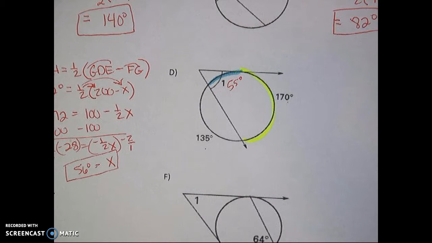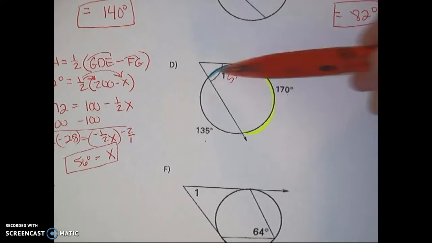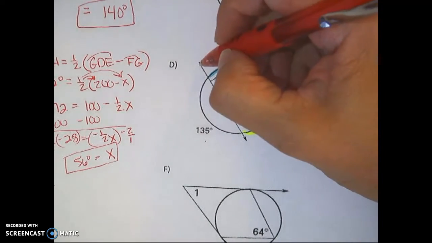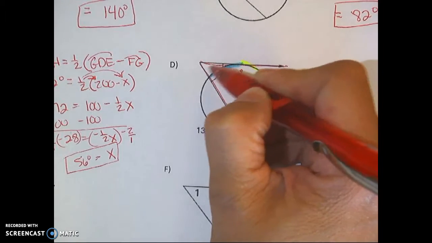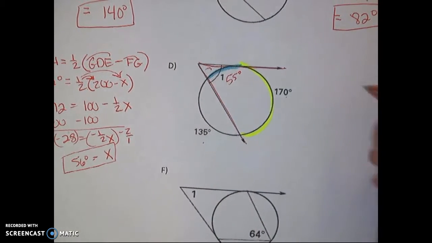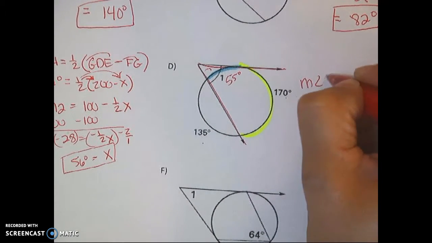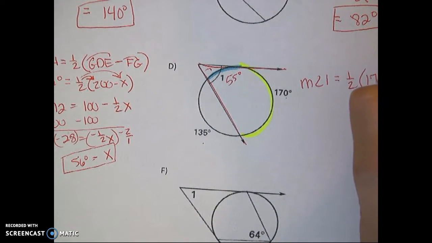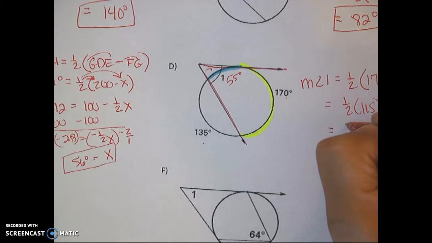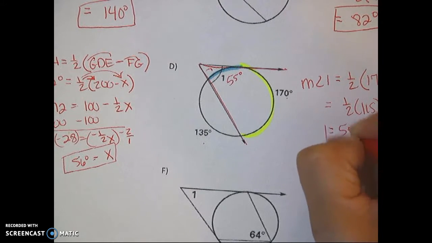And then when I have the two pieces of the arc that are intercepted by this angle, the two pieces I'm looking for this angle 1, I'm going to subtract them and take half. So 1/2, that 170 minus 55. 170 minus 55 is 115. So 1/2 of 115 is 57.5 degrees.